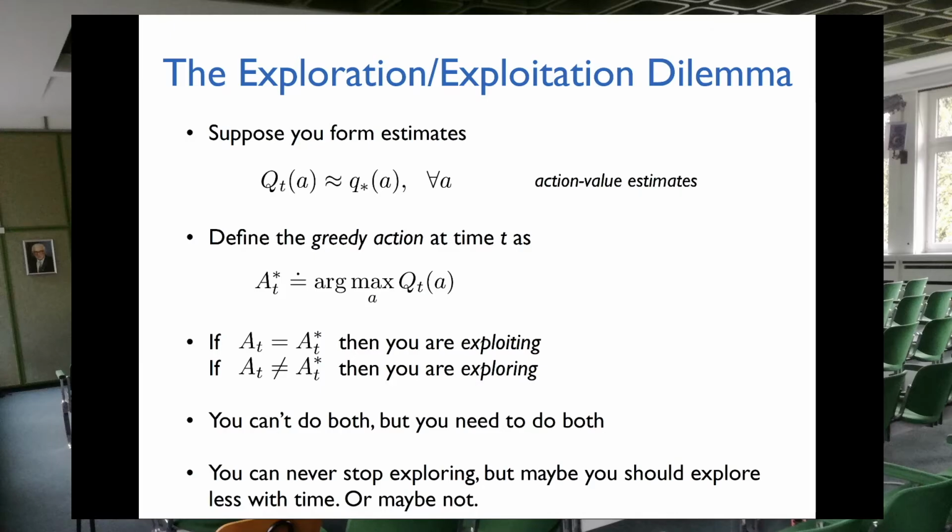Suppose you form estimates, big Q, and this Q approximates the Q star of the action. Okay, so this Q star, we will assume that these are the true values, which we ignore, and we will try to estimate these values, and that estimation we will call big Q.